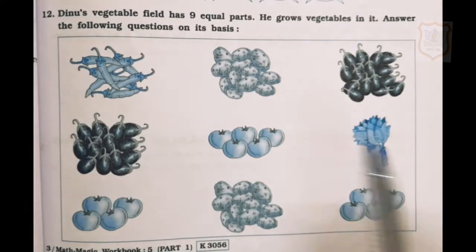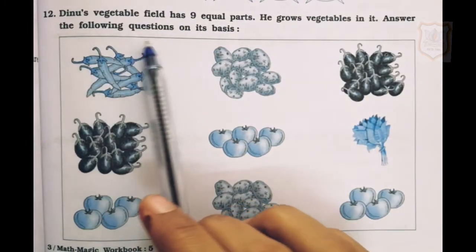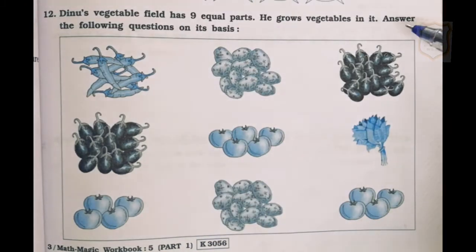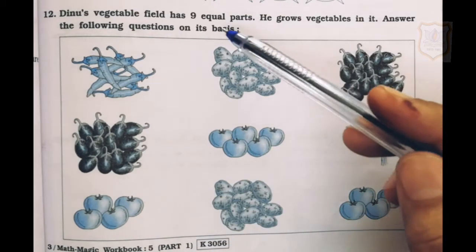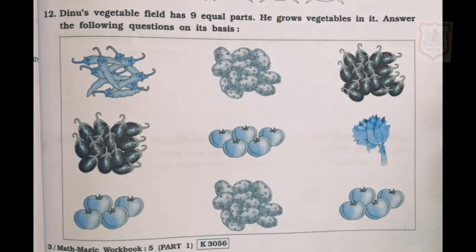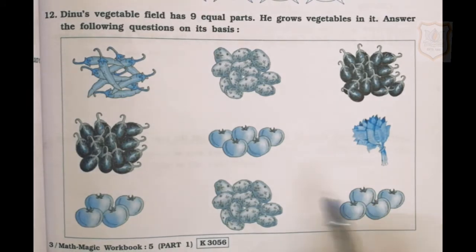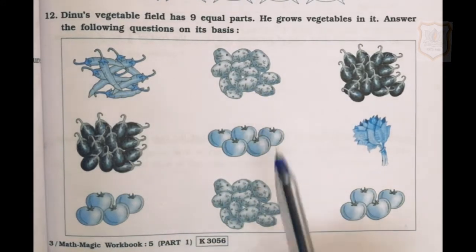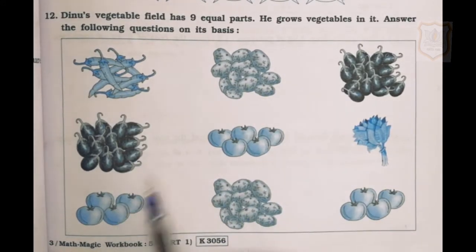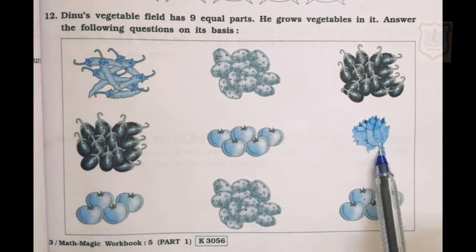Now question number 12. Dinu's vegetable field has 9 equal parts. He grows vegetables in it. Answer the following questions on its basis. Students, here you can see this is the field of Dinu where he grows vegetables, and it has 9 equal parts. The vegetable field of Dinu is divided into 9 equal parts. We have to answer the questions on the basis of the vegetable field. Here you can see in 1 part chilies are grown, in 2 parts potatoes are grown, in 3 parts tomatoes are grown, in 2 parts brinjal is grown, and in 1 part spinach is grown.